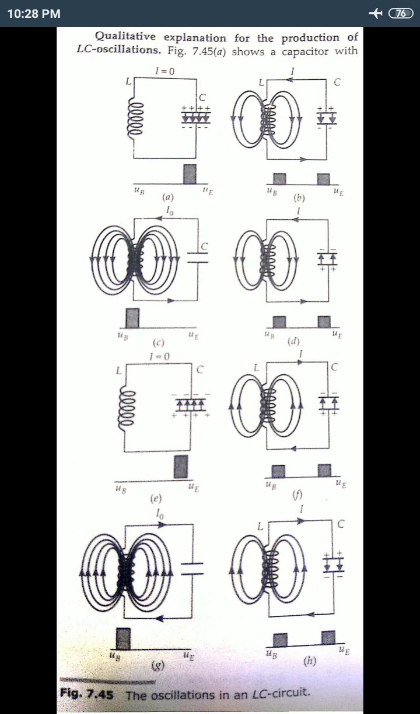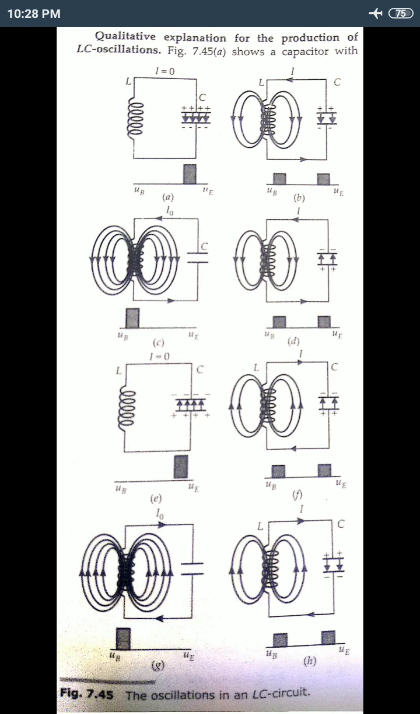Okay. Next procedure. After discharging of the capacitor is completed, the magnetic flux linked with the inductor decreases, because no charge is discharged from the capacitor. The capacitor has zero charge. After that, the magnetic flux linked with the inductor is reduced. It will start decreasing and inducing a current in the same direction. You see that the direction is the same.